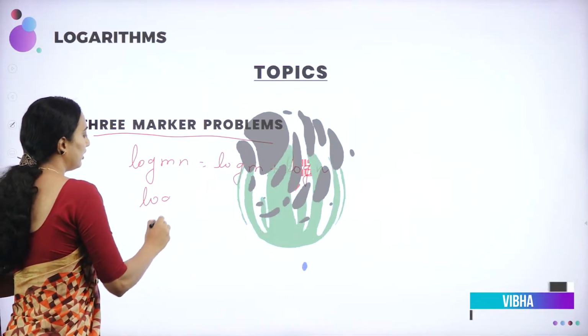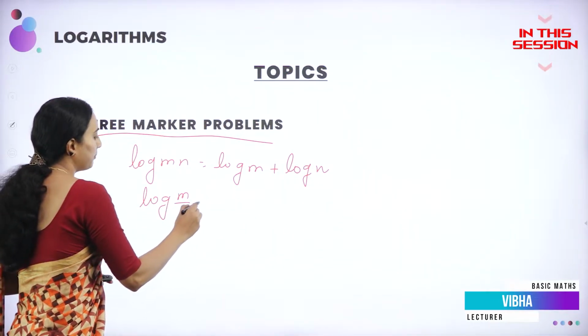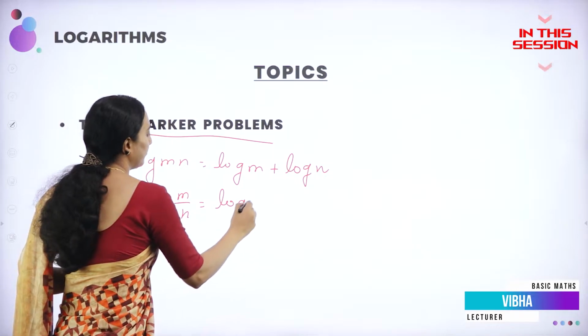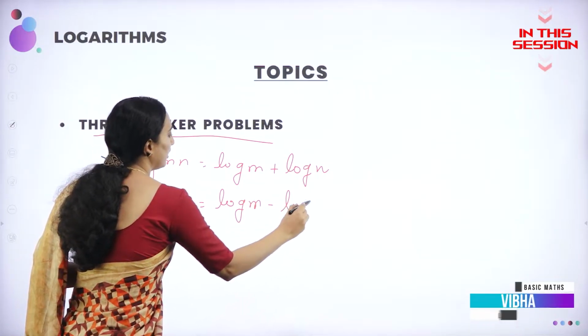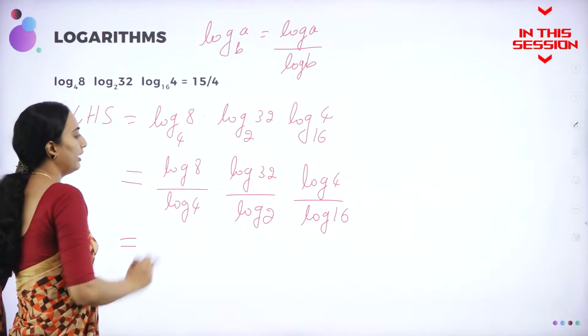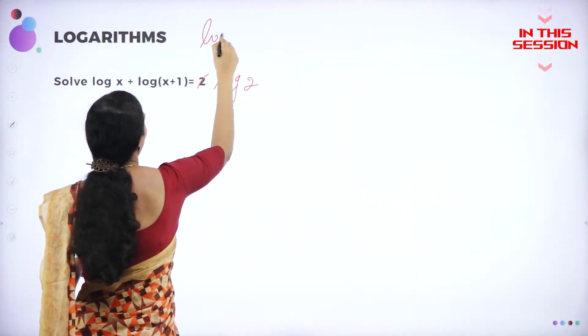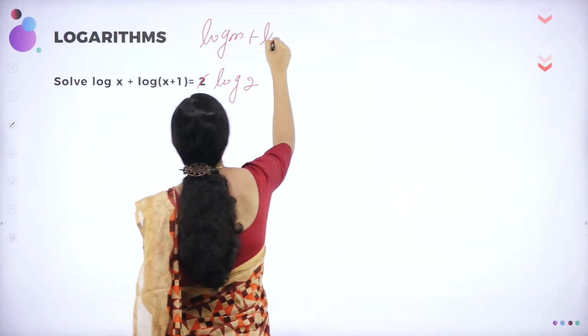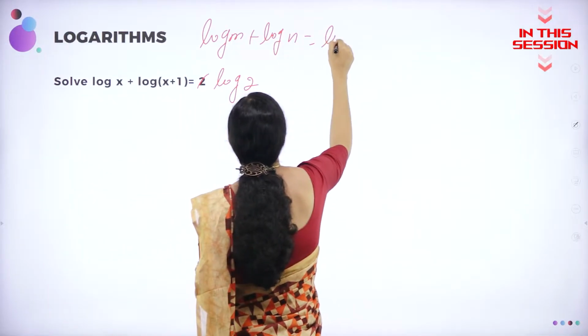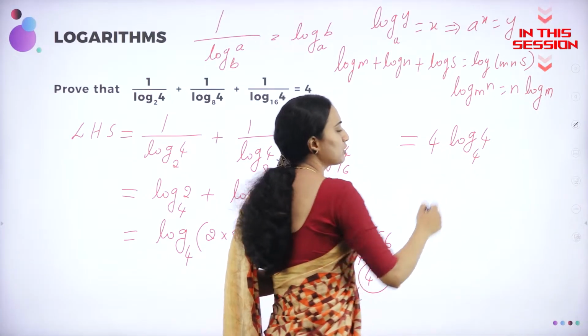Log m by n can be written as log m minus log n. Log 8 can be written as log 2 to the power of 3. Let me use the formula log m plus log n is equal to log mn. Log 4 to base 4 is nothing but 1.